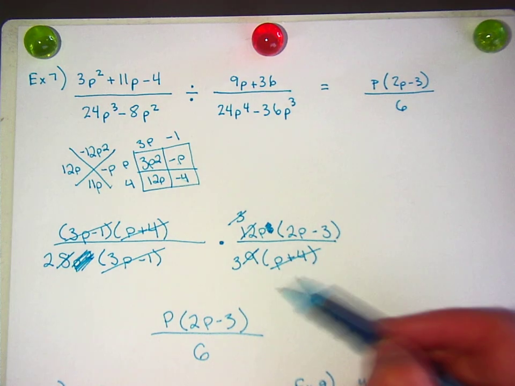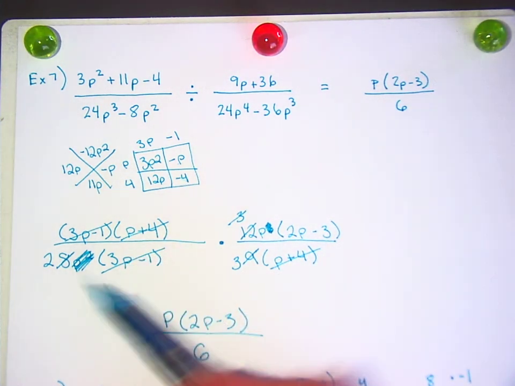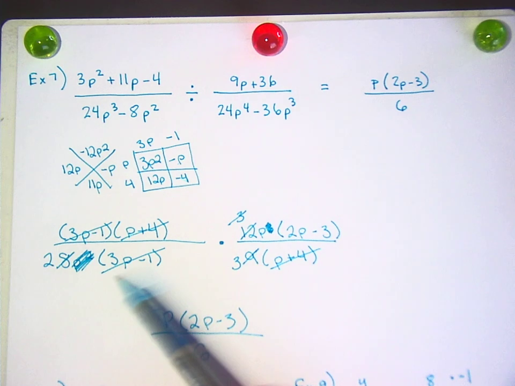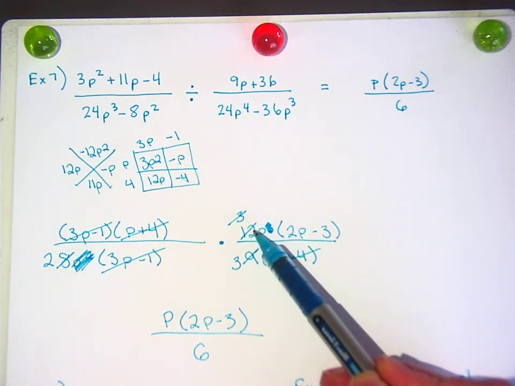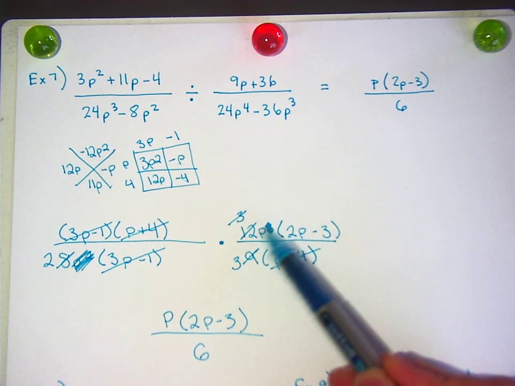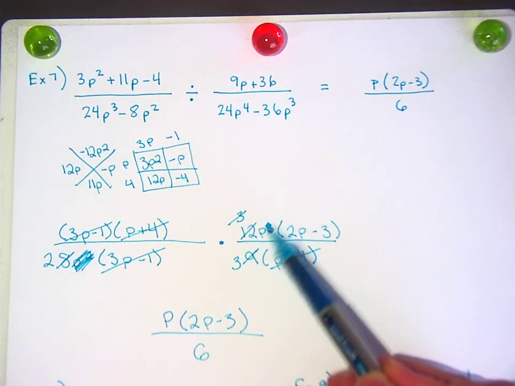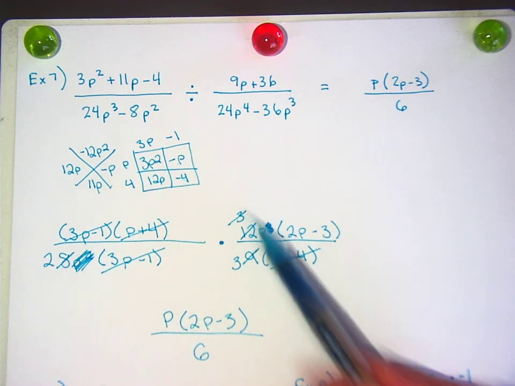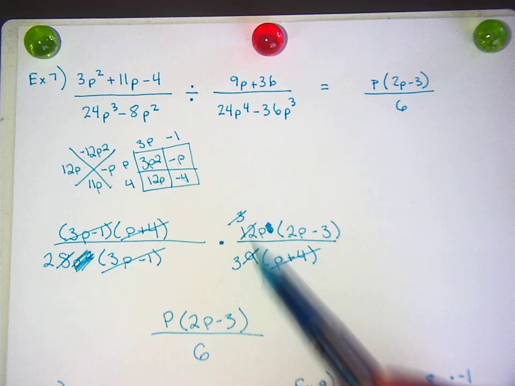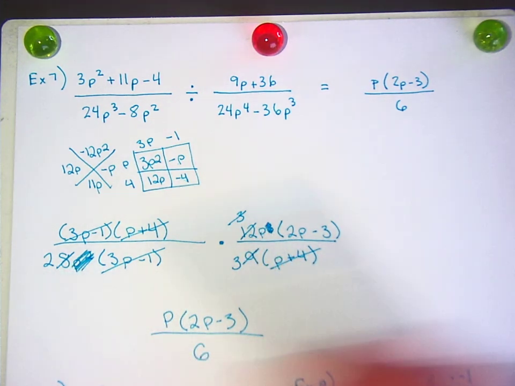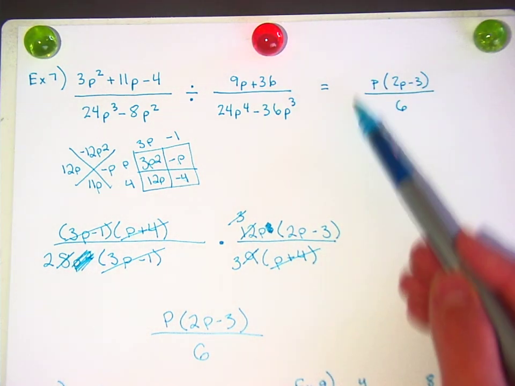And then they started canceling things. So the p plus 4s went, the 3p minus 1s went, and then the numbers just started canceling out. Like this one was a p cubed up here and a p squared down there, so they canceled out the p squared and just left a p up here, and so on. The numbers started canceling out, the 12s and the 9s, the 8, and you're left with this right here.